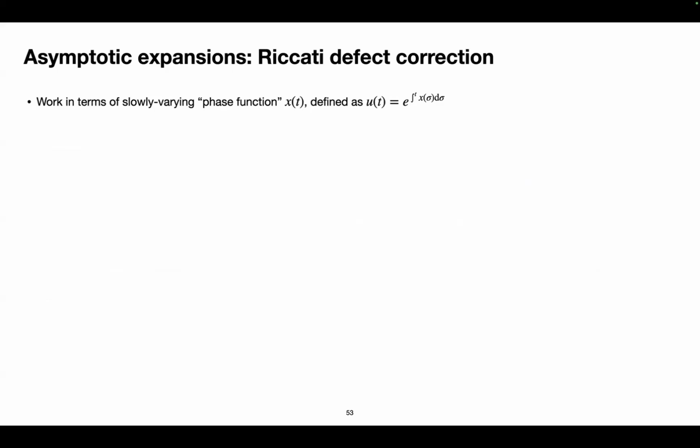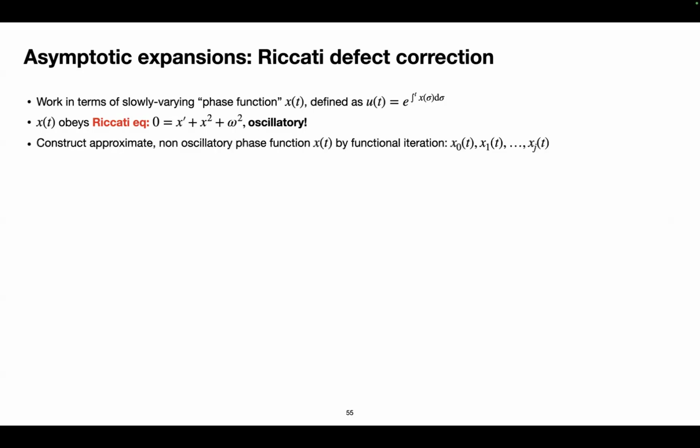So I'm going to work in terms of this function in the exponent because I know that if it's something like a phase, then it's going to be monotonically increasing and hopefully not oscillatory. So this function obeys a different equation, which is called the Riccati equation, and I write it here. It's first order, but it is nonlinear. And the issue is that if you were to just naively solve this, then it would be prone to numerical oscillations. So it's not a good idea to just go and brute force solve it.